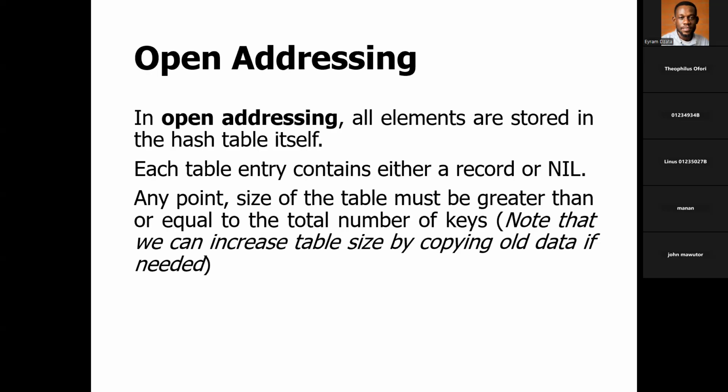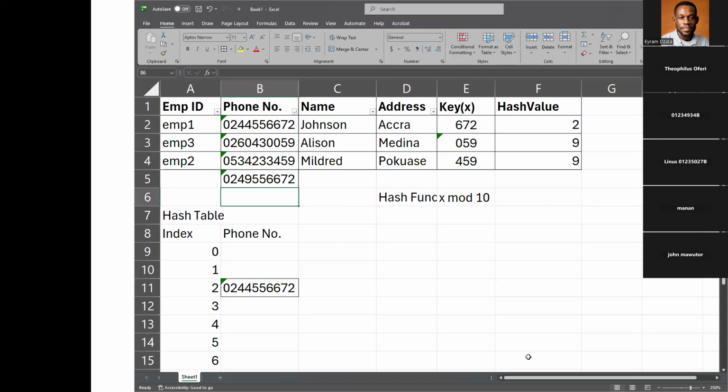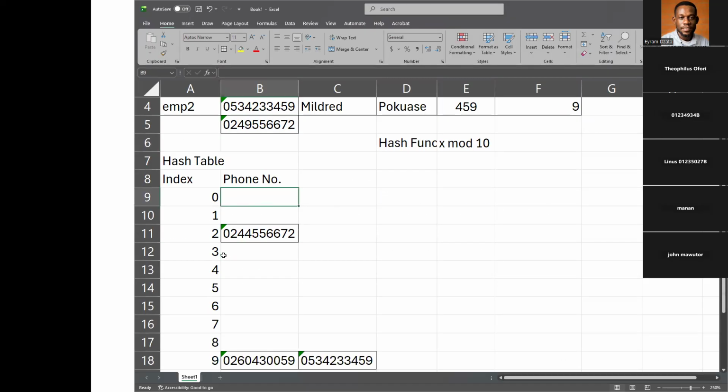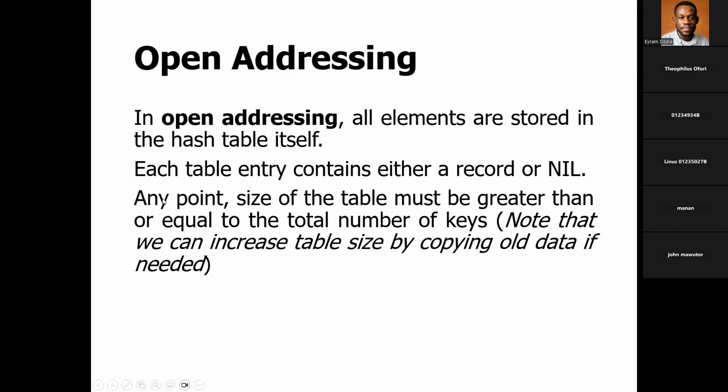Now, let me just go back to the Excel file. Okay, so nil means, so 0, 1, 3, 4, 5, 6, 7 are considered to be nil because they do not store any record or any telephone number. Now, it says here that at any point, the size of the table must be greater than or equal to the total number of keys. Note that we can increase the table size by copying all data if needed.